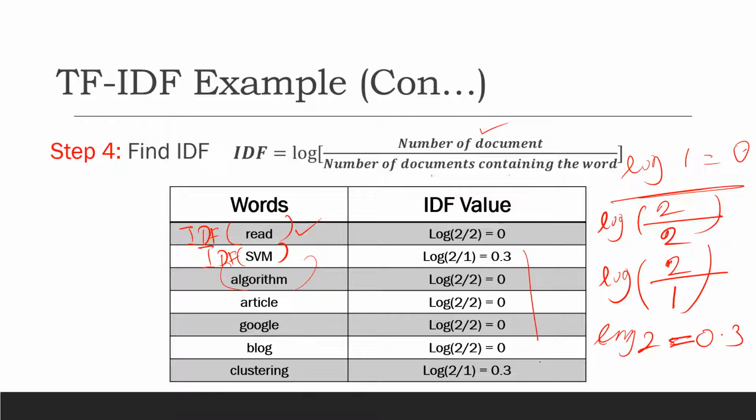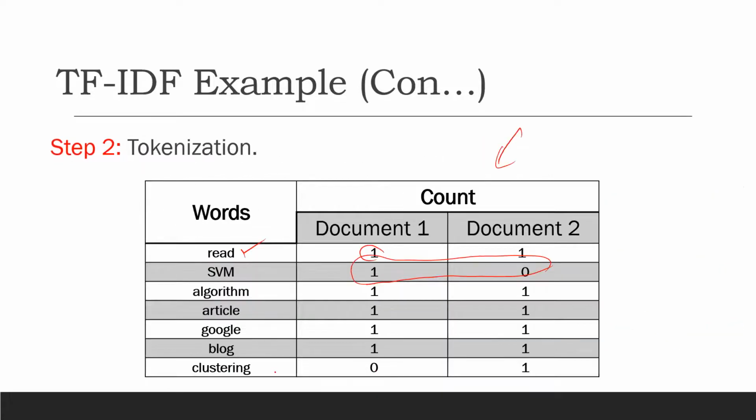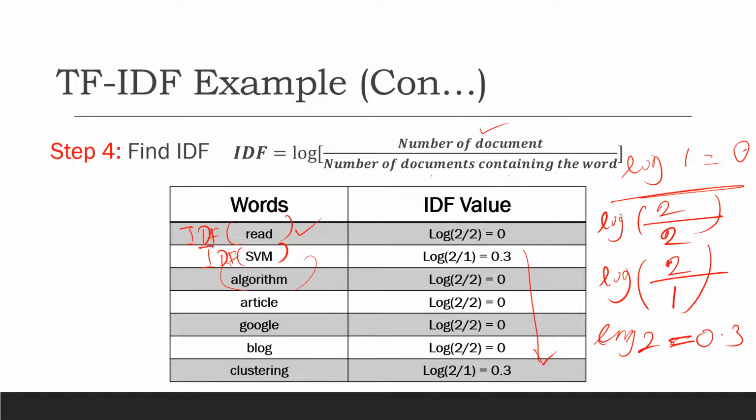Similarly, you can continue for all. Just someone tell me, for the word clustering, total 2 documents divided by how many documents contain the word clustering? Only 1. So log 2, this is called log 2. It is also 0.3. This is the way you can calculate the IDF value for all.